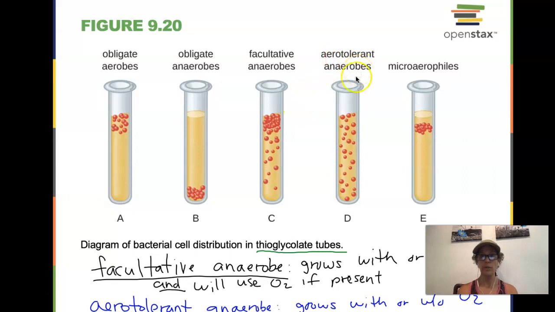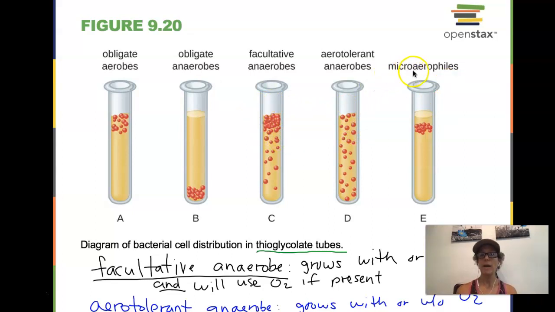Aerotolerant anaerobes grow the same no matter what. And they're called aerotolerant because they grow in the presence of oxygen, but they do not use oxygen. Facultative anaerobes, if you shut off the oxygen, they grow away slowly, but they love the oxygen. They will do aerobic respiration and grow quickly. Aerotolerant ones can only do anaerobic metabolism, and so they're growing where the oxygen is present, but they're not using it, so they're going to grow a lot more slowly than the facultative anaerobes.